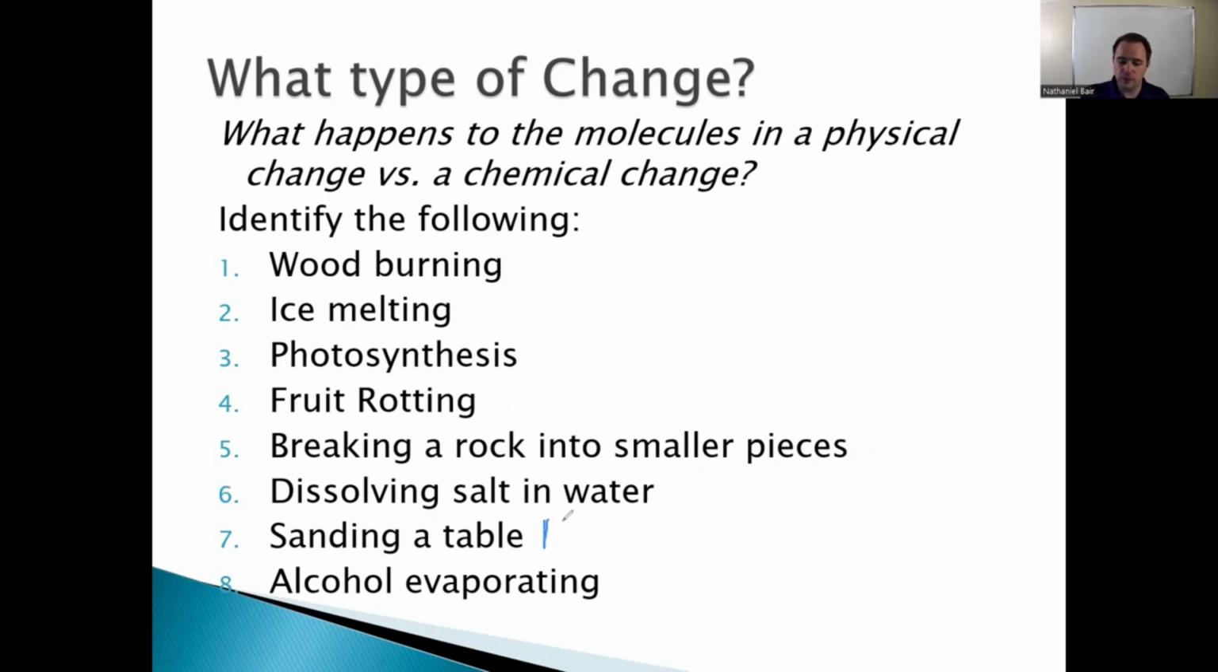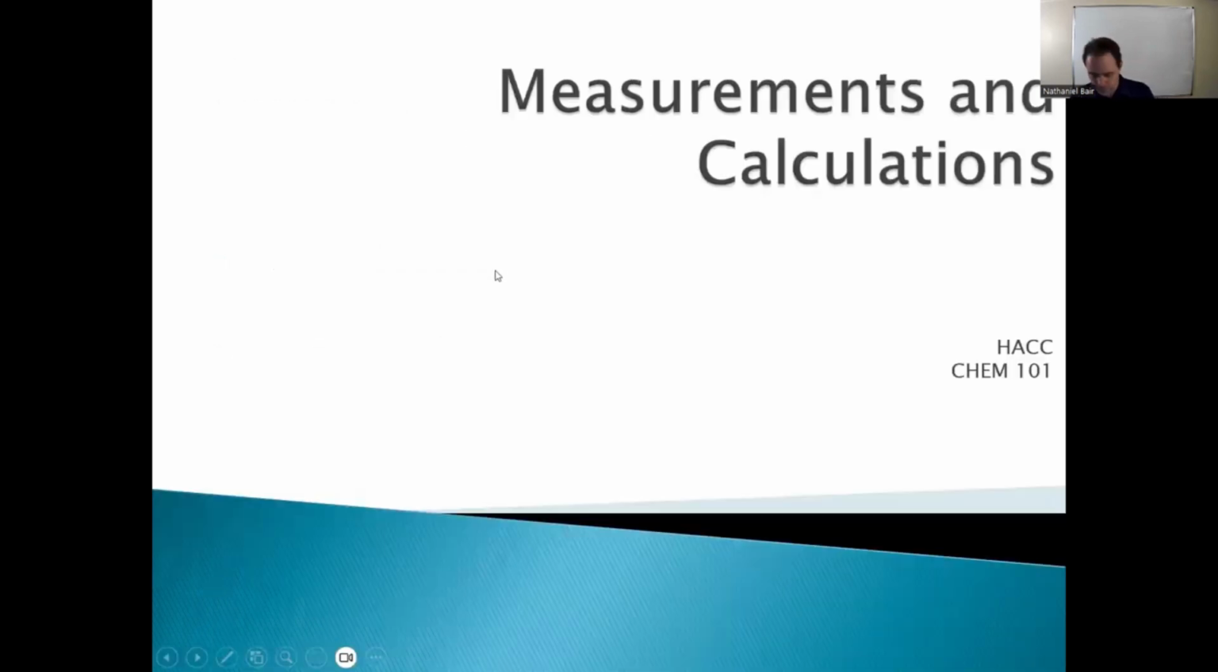Sanding a table, that's physical. You're just changing the size and shape. And then number 8, alcohol evaporating. That is also just physical. The alcohol is going from the liquid state to the gassy state. You could get it back, put a bag over it, trap it, throw it in the fridge. It'll recondense. So yeah, hopefully you did well there. If not, go back over those.